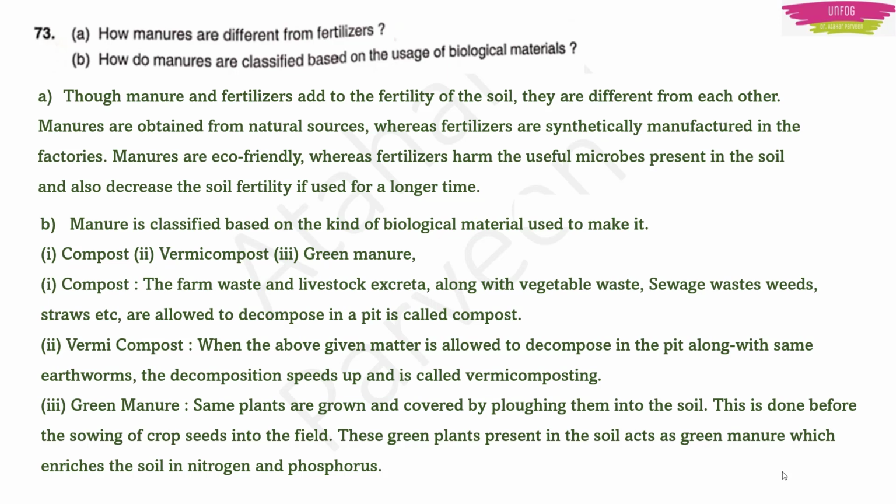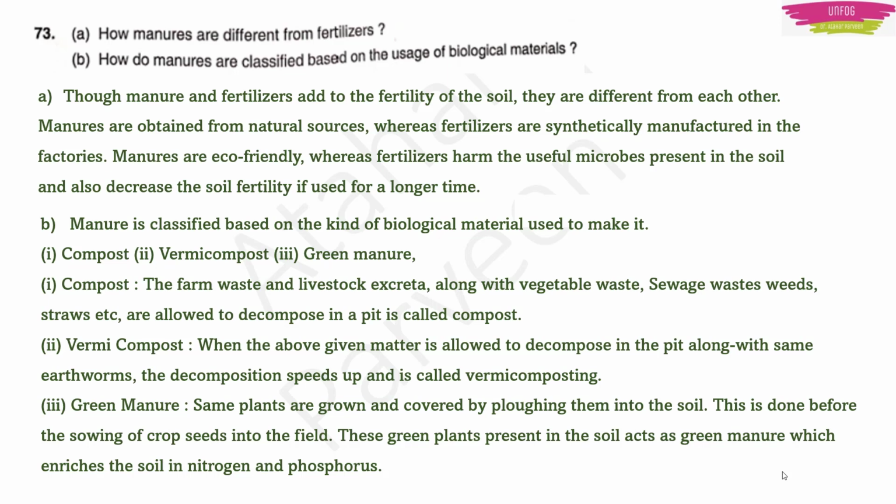Okay. Then again, plants are grown and then they are covered by plowing them into the soil. This is done before they sow the crop seeds in that field. Then these green plants that are present in the soil act as green manure. Okay, that is green manure. This will enrich the soil in nitrogen and phosphorus.